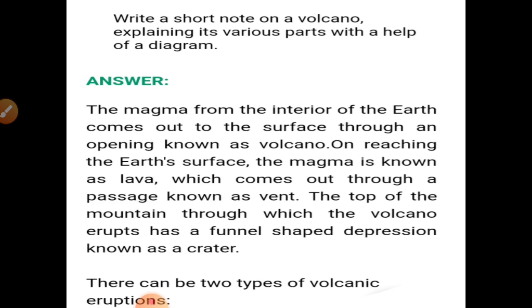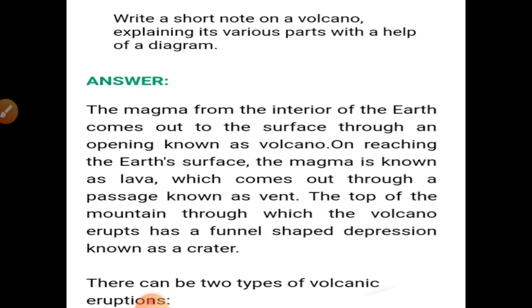Next question we have: describe a volcano explaining its various parts with the help of a diagram, or write a short note on a volcano explaining its various parts with the help of a diagram. So students, its answer will be: the magma from the interior of the earth comes out to the surface through an opening known as a volcano.